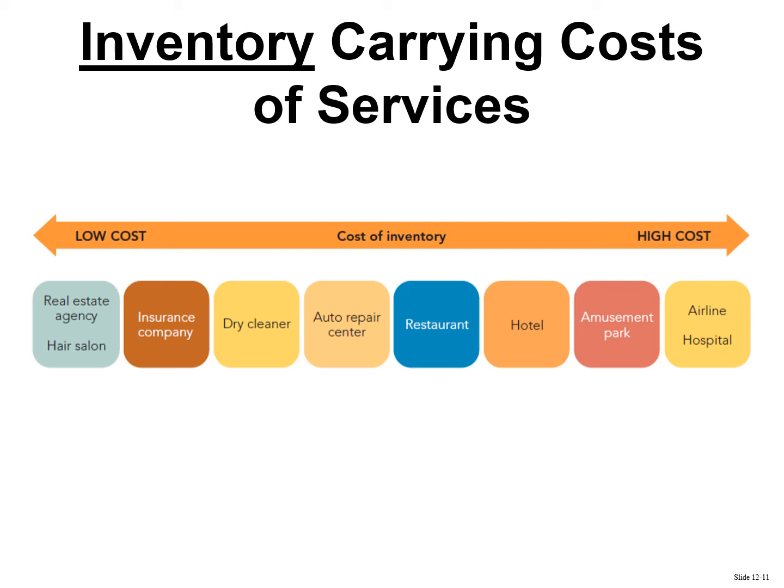They need that equipment, they need those airplanes to move from one place to another. Even if they have one person sitting in the plane, they have to run it, and then they have to bear the cost of not having other consumers on the vacant seats in the airplane. The same way with a hospital. So this shows you a bar going from low cost to high cost: real estate agency and hair salon, then a little higher would be insurance company, a little higher dry cleaner, auto repair center, restaurant, hotel, amusement park, and the highest cost in the picture is airline or hospital.